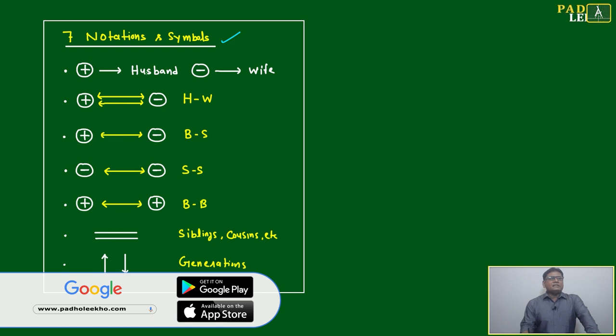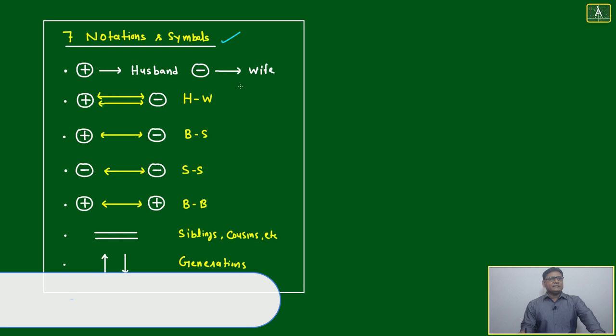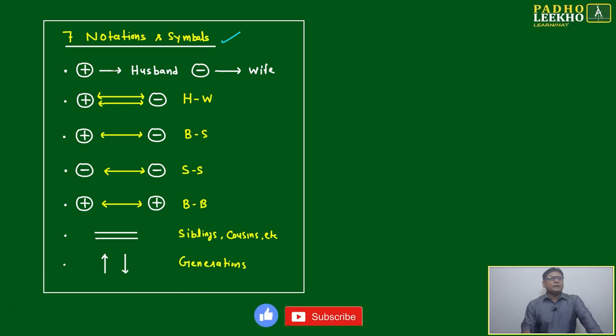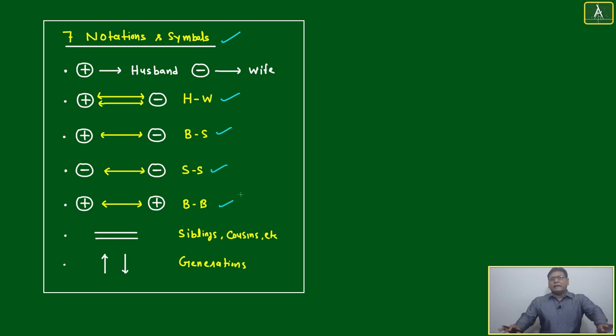This plus is your husband. This arrow, you don't think it is a notation, I'm just making it here. This plus is husband, minus is wife. Double-headed double arrow: husband, wife. Double-headed single arrow: brother, sister, sister sister, or brother brother, or we can say any of the cousins. It will be the same generation.